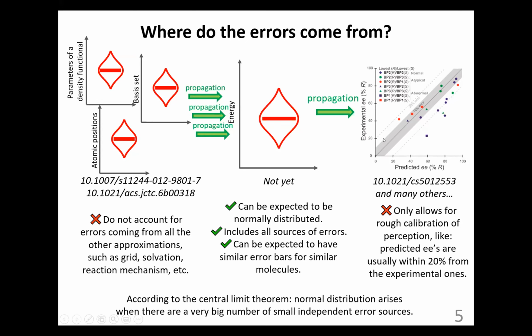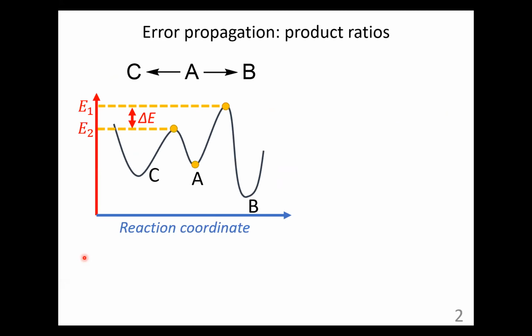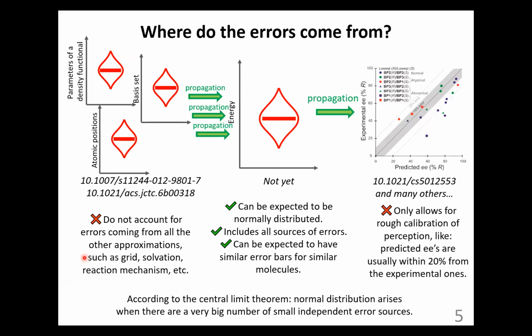But this approach can only be used for rough calibration of our perception. From it, we see that indeed predicted values are within 20% of the experimental ones, but it doesn't hold for any molecule, so we can only use it here as a rough calibration, as I have already said.